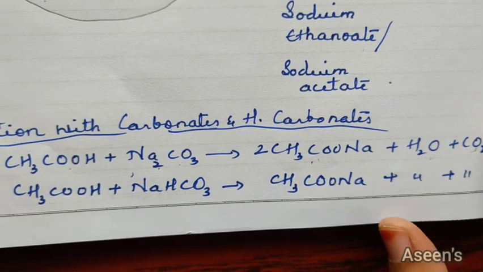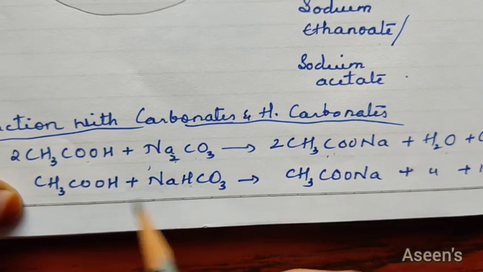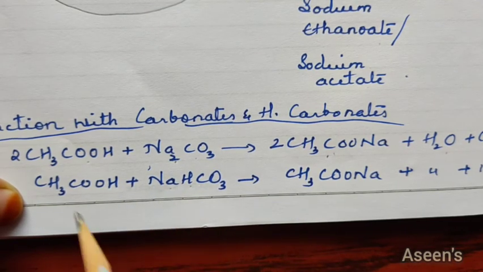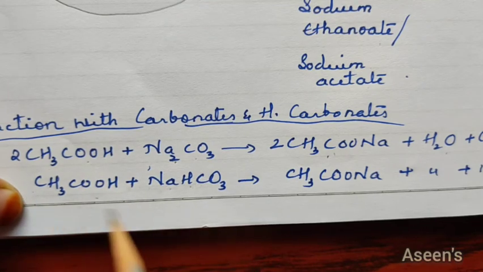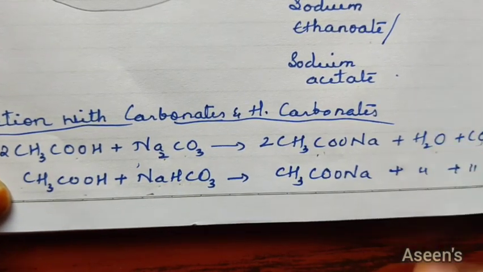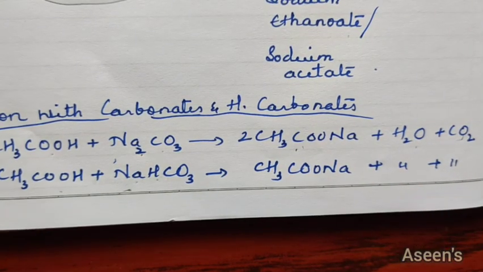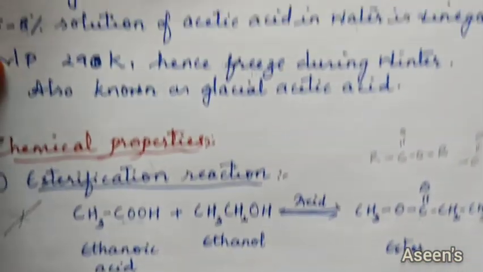Now the same thing happens with hydrogen carbonate. We have taken sodium hydrogen carbonate over here. The thing is we have only one sodium atom over here. That is the reason why we are going to take only one molecule. We are not going to take two molecules over here. Again the same thing, just that you are going to get only one molecule along with water and carbon dioxide. So that's it about ethanoic acid and ethanol.